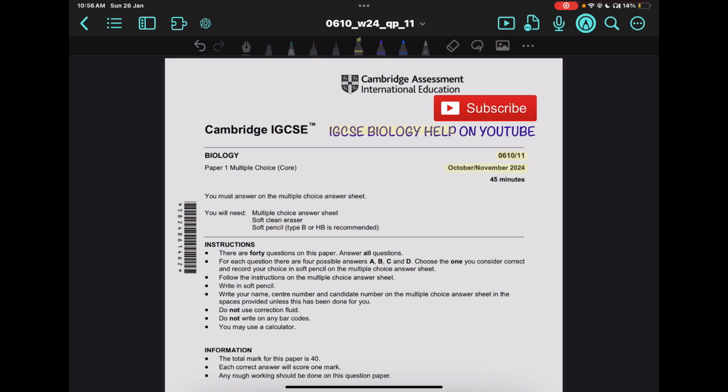In today's video, I'll be solving the October-November 2024 Paper 1 Variant 1. This is for the core students and this is the MCQ or multiple choice paper.